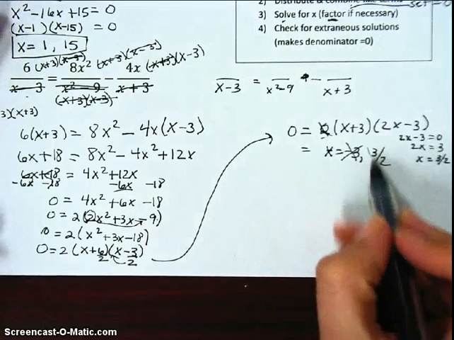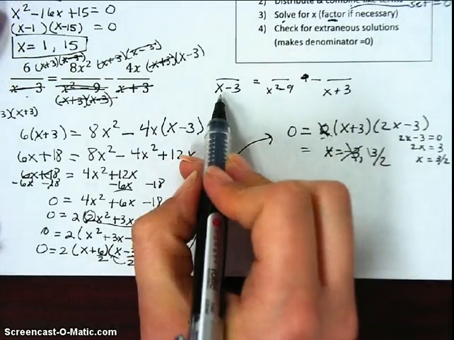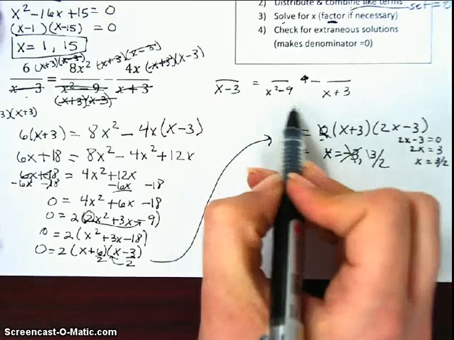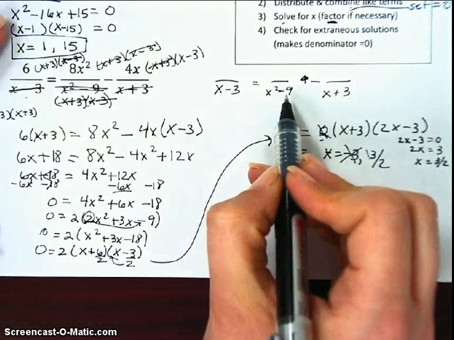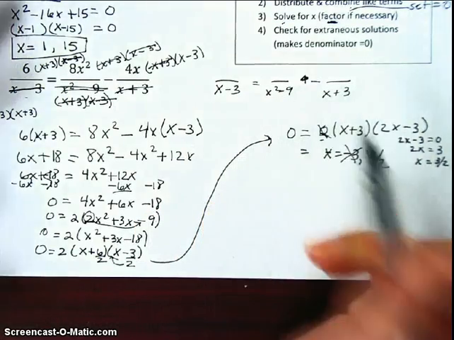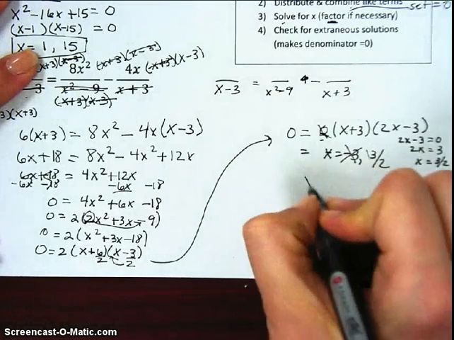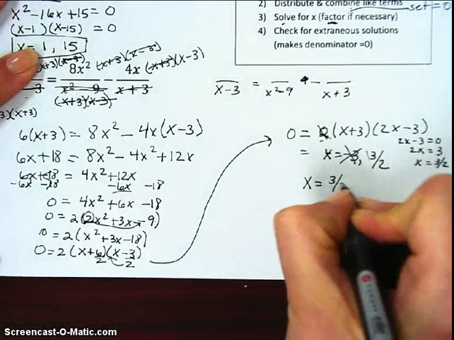We plug in 3 over 2, which is 1.5. 1.5 minus 3 won't be 0. 1.5 squared minus 9 is not going to be 0. And 1.5 plus 3 is not 0. So our answer is just x equals 3 over 2.